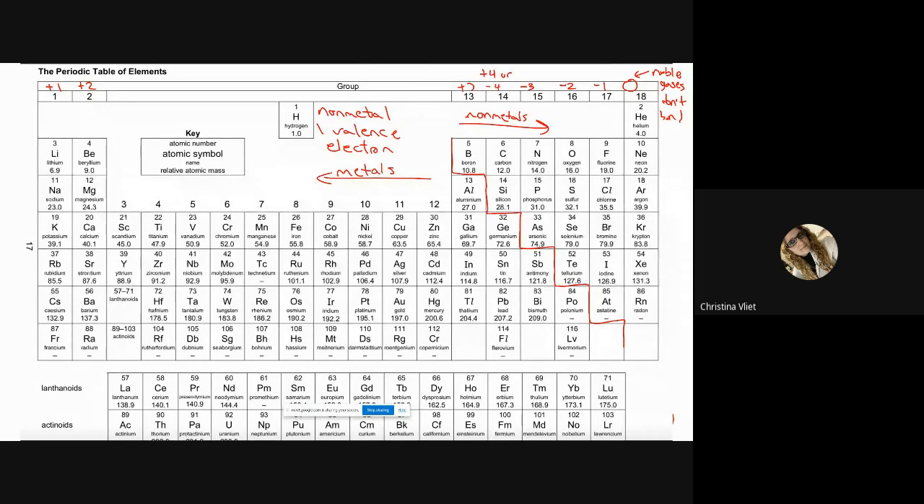Plus 4 or minus 4. What makes the decision there? If it's plus 4 or minus 4. Right. Metals, positive. Non-metals, negative. That's the decision. Metals will make positive ions. Non-metals, negative ions. Because non-metals gain electrons, metals lose electrons.